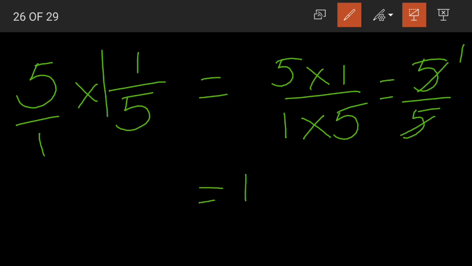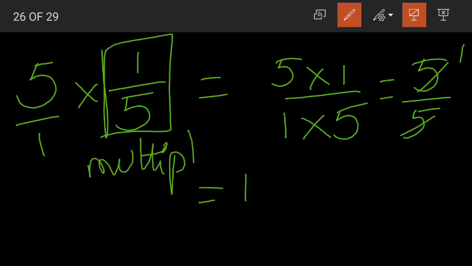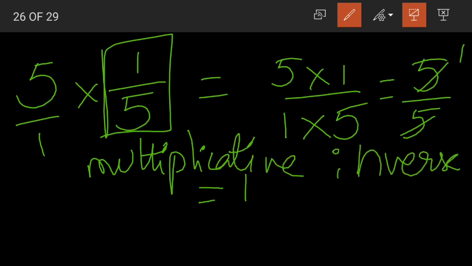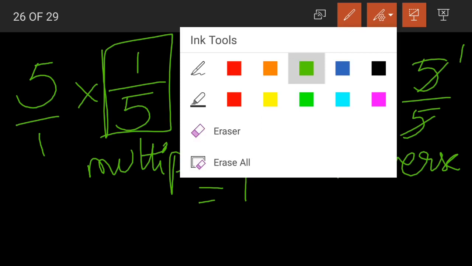So, this 1 by 5 becomes the multiplicative identity. What does it become, class? It becomes the multiplicative inverse. Sorry, not identity. Multiplicative identity is 1. Multiplicative inverse is 1 by 5. Inverse means the reverse. Whenever a number is given to you, you write the reverse of that number. Numerator becomes the denominator. Denominator becomes the numerator.